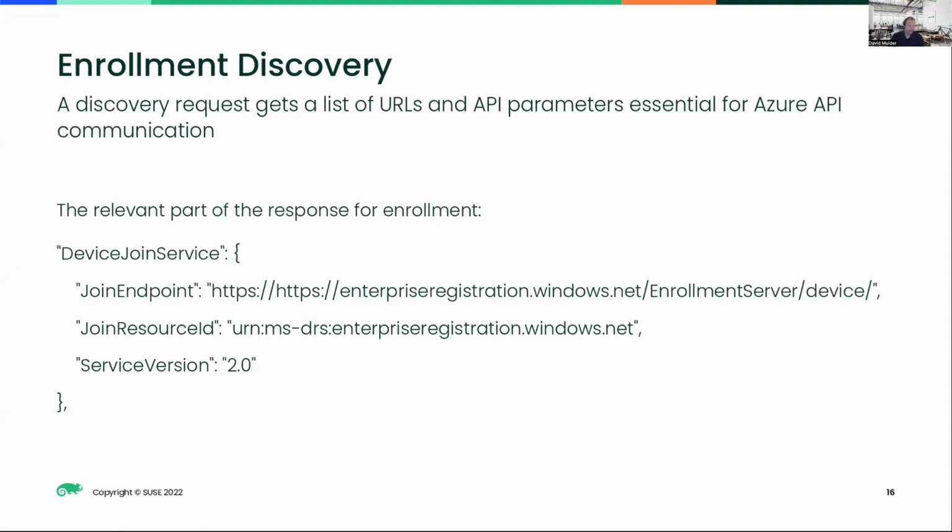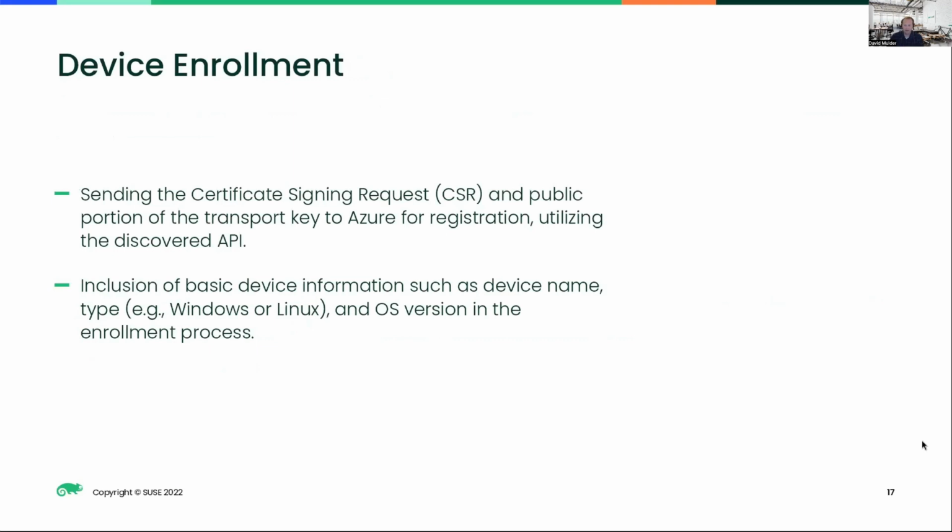The discovery service responds with, I can't remember how many, like 30 services, with the service versions and the resource IDs that you need to request and communicate with these services. The one we care about is the device join service. And this is what that response looks like. There are other responses from that discovery service that we need at later points, and I'll mention some of those.